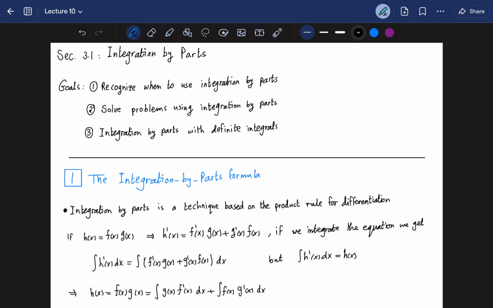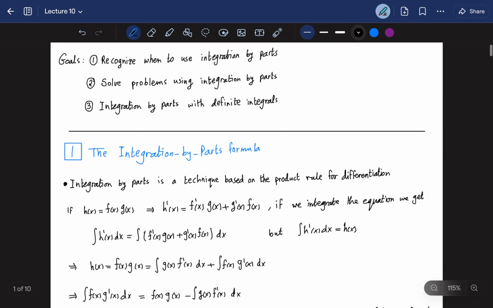In this section, we're going to recognize what integration by parts means. We're going to use it to solve some integration problems, and then we're going to use it when we have definite integrals.